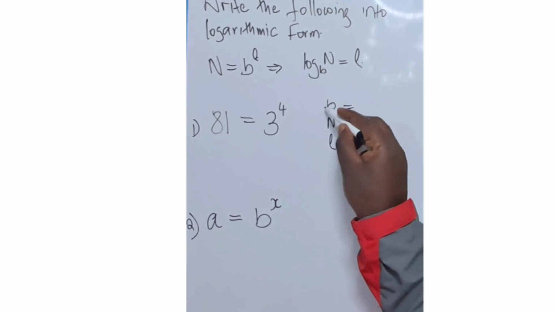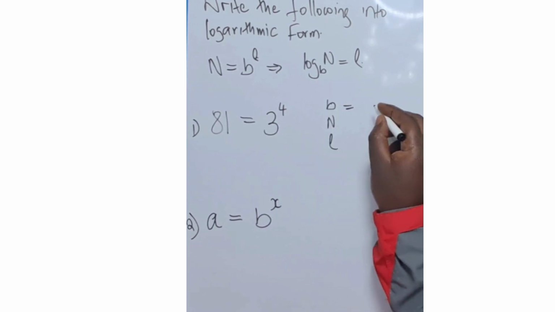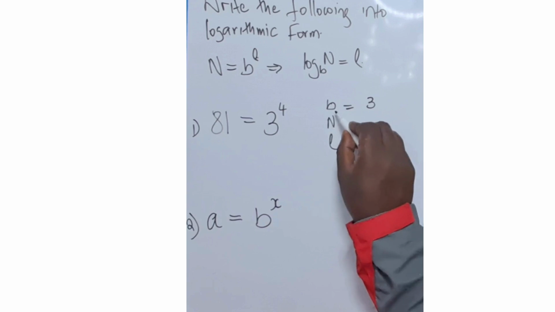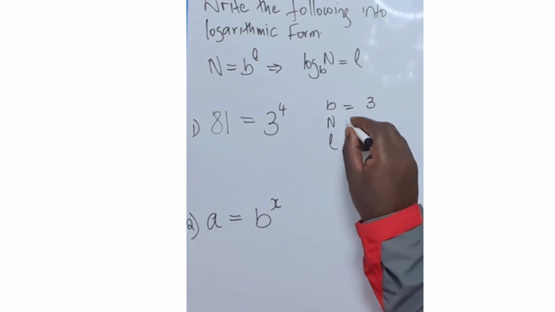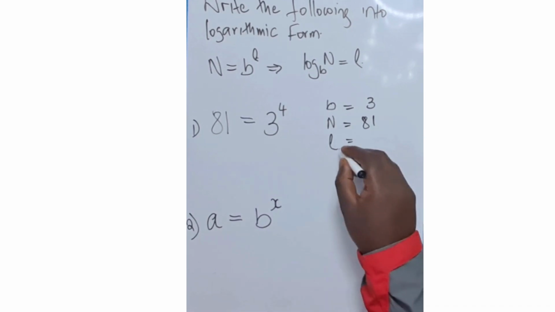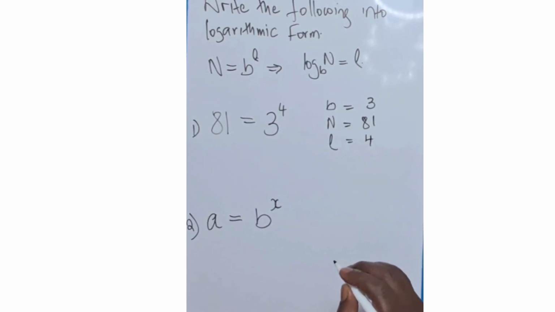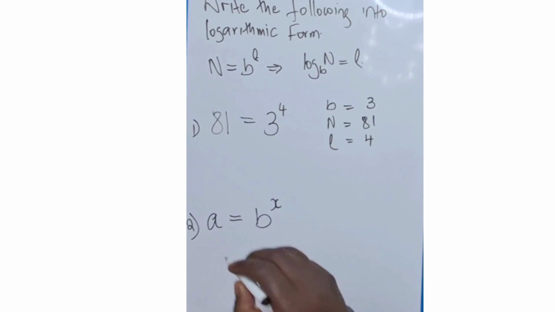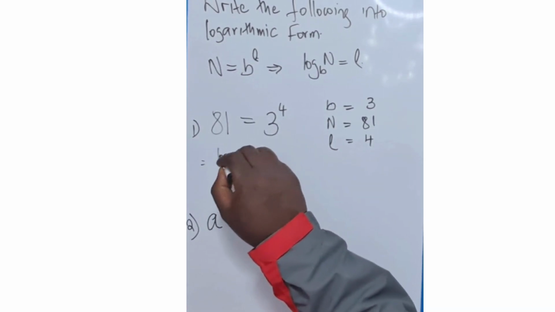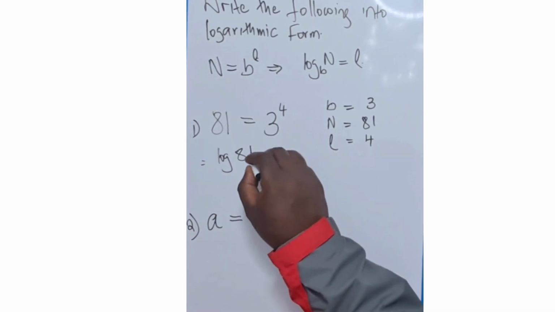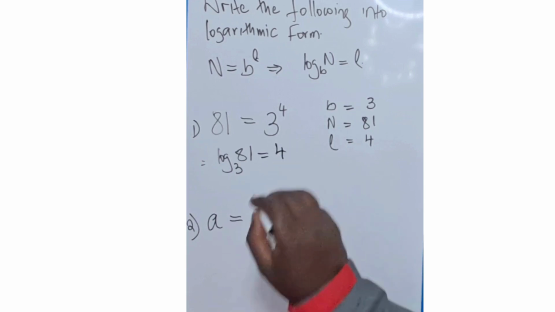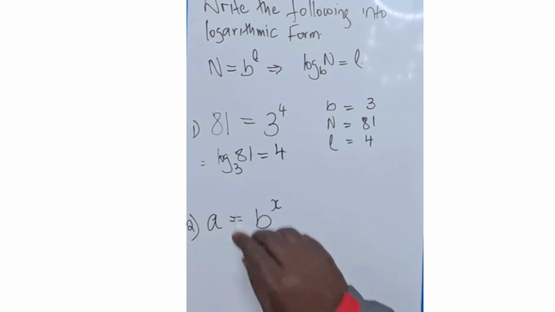So which one is our b in this case? 3 is b. Which one is our n, which is called a number? Remember, b is a base, n is called a number, so our n is 81, and l is called a logarithm, and our l is 4. Which means the answer for this one is going to be log 81 base 3 equals 4. So this will be your final answer.